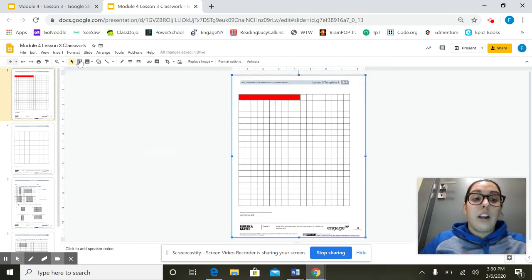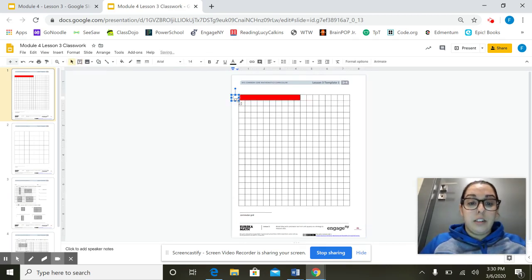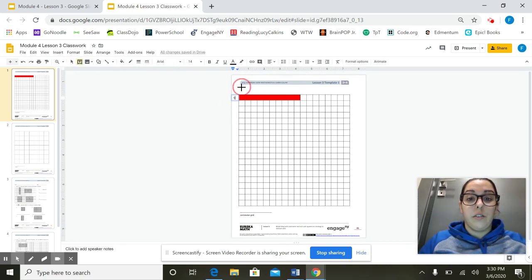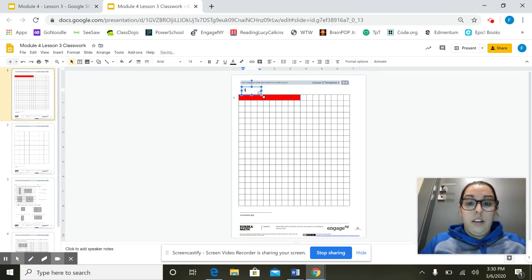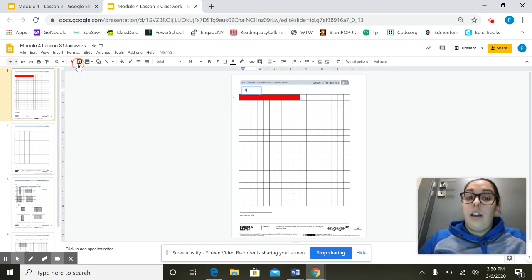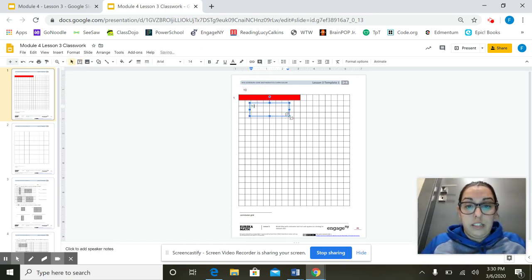Now I can go in and do my text box and add numbers. I know I told you that this was 1, and I know that this is 10 up here. So I've got 1 and 10. How do I write my multiplication problem? I write 1 times 10 equals 10.